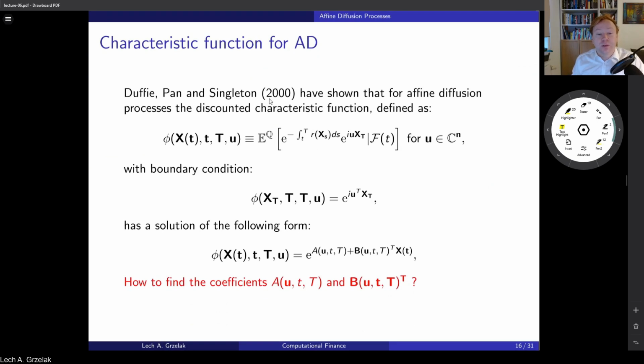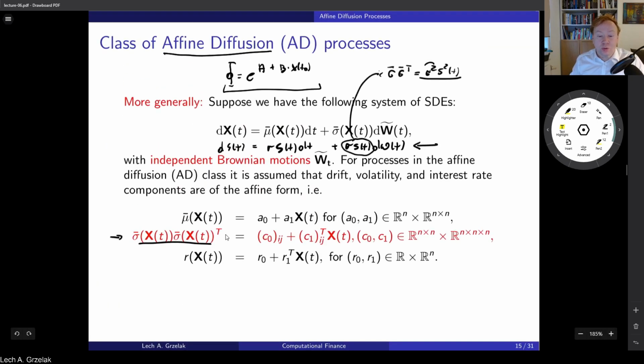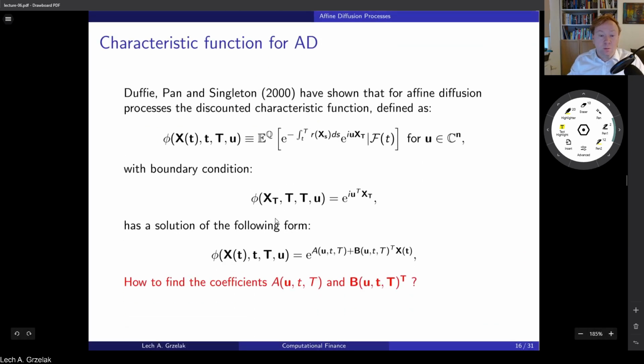What Duffie, Pan, and Singleton say explicitly are the conditions for the system of differential equations to be affine. And what we have further is the following: if we have a system of differential equations that indeed is affine, then the characteristic function that we consider is the following. It's an expectation under measure Q. We have a discounting part, an exponent of discounting, times e to the iuX_T, and then we have a filtration with a boundary condition. This is also what we have seen before. So this is the boundary condition.